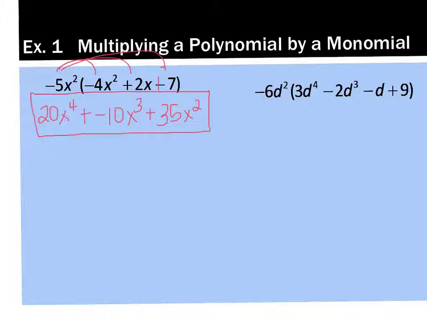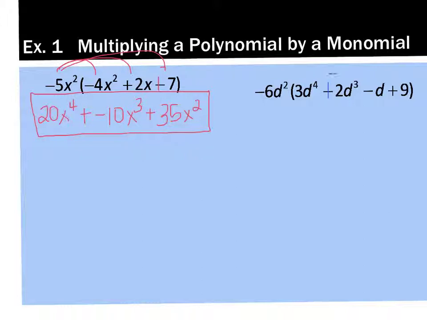And then also make sure when you're writing your final answer that your answer is in standard form, which that one is. Okay, if you look at the one on the right then, we have negative 6d to the second multiplied by the quantity 3d to the fourth minus 2d to the third minus d plus 9.